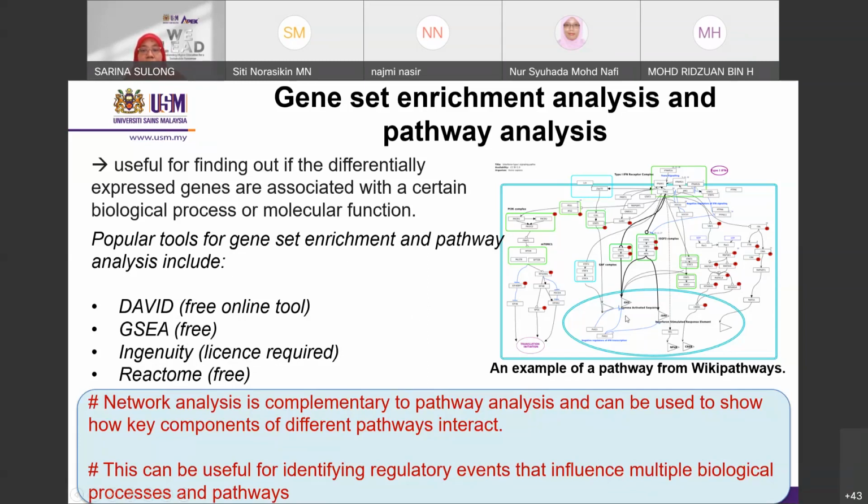And this is an example of a pathway from WikiPathways. That means from your gene expression microarray data analysis, you can have your data and then translate it into pathway analysis. Network analysis is complementary to pathway analysis and can be used to show how key components of different pathways interact. This can also be useful for identifying regulatory events that influence multiple biological processes and pathways.